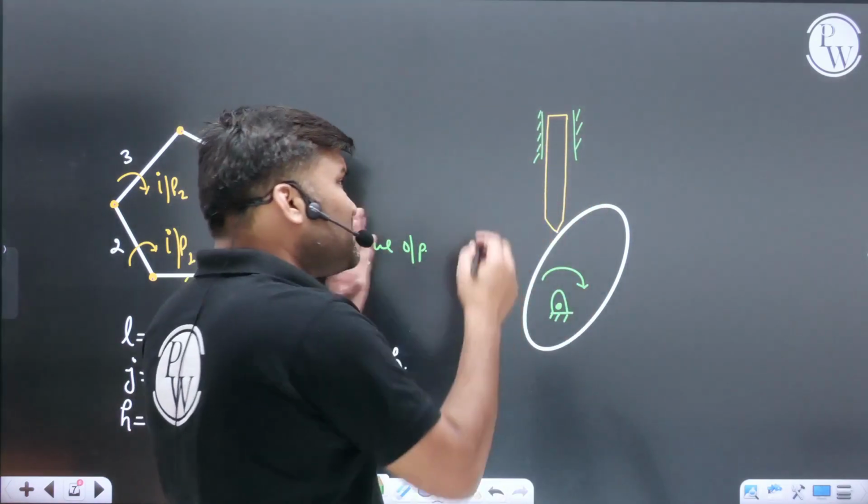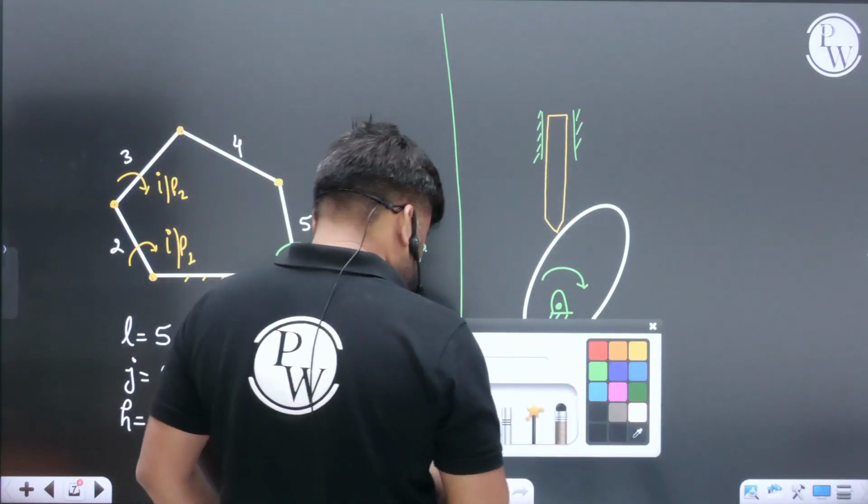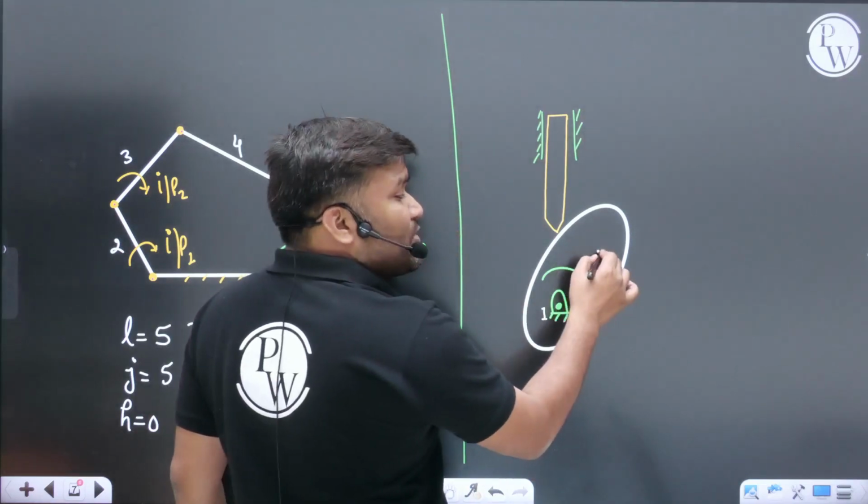How many links can you see here? This is another question. How many links can you see here? Sir, count, beta. The fixed one is always link number 1. With respect to link 1, the cam can have rotation. This is my link number 2.